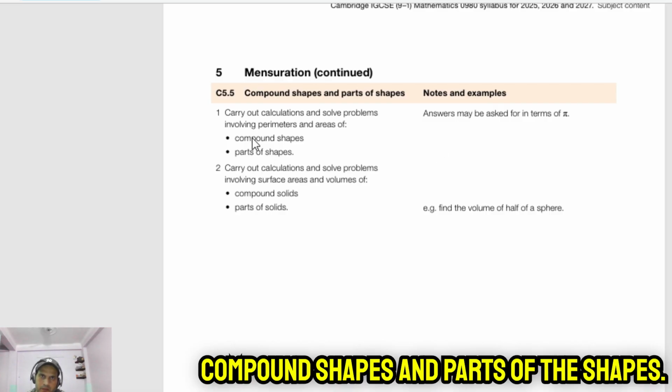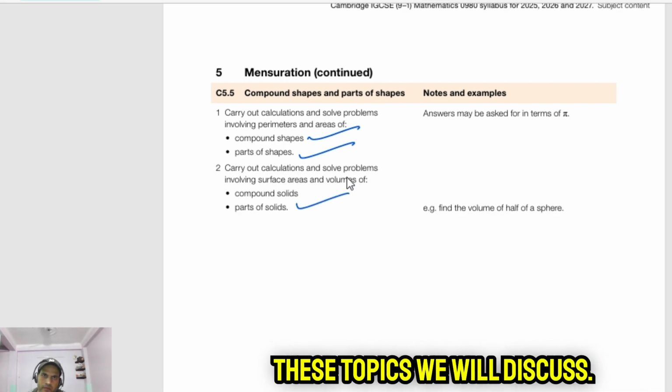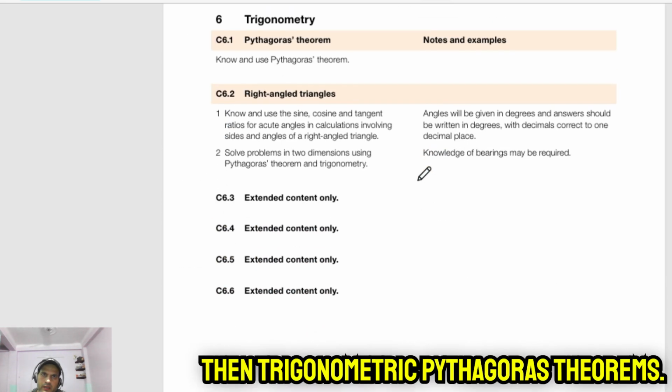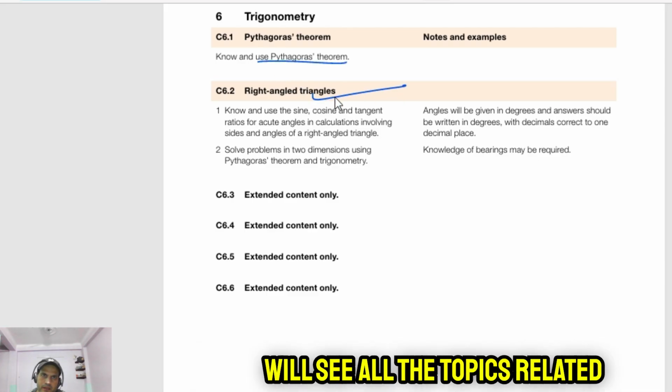Compound shapes and parts of shapes. We will see compound shapes. On all these topics we will discuss. Then trigonometry and Pythagoras' theorem we will discuss. Right-angled triangles, we will see all the topics related to this part.